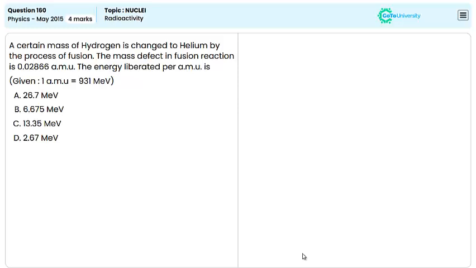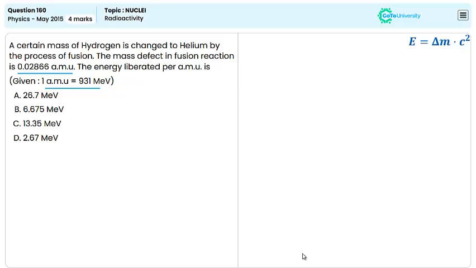The mass defect given is delta M equal to 0.02866 AMU, and 1 AMU is nothing but 931 MeV. To calculate the energy liberated per AMU during the fusion reaction, we use Einstein's mass-energy equivalence relation, given by E is equal to delta M c square. But delta M is the mass defect in atomic mass unit. We need to calculate the energy liberated per AMU of the system.